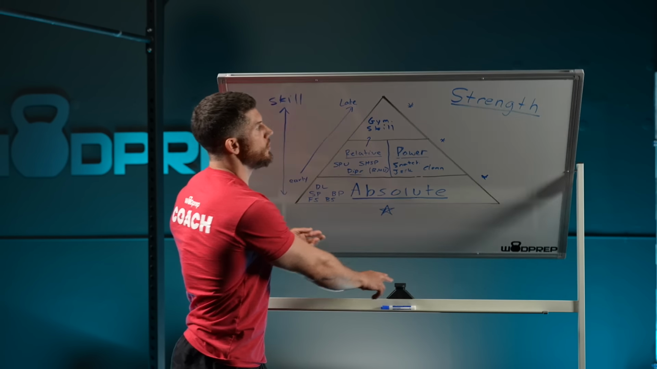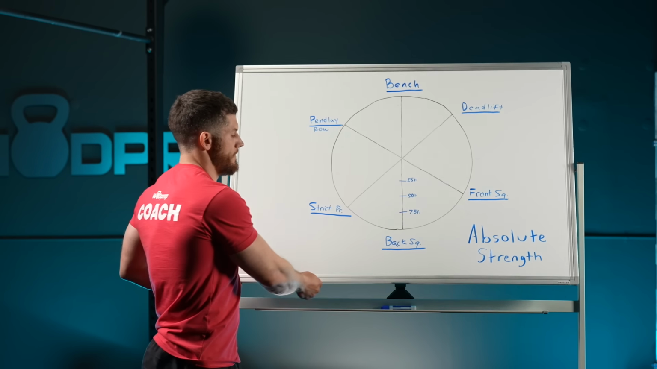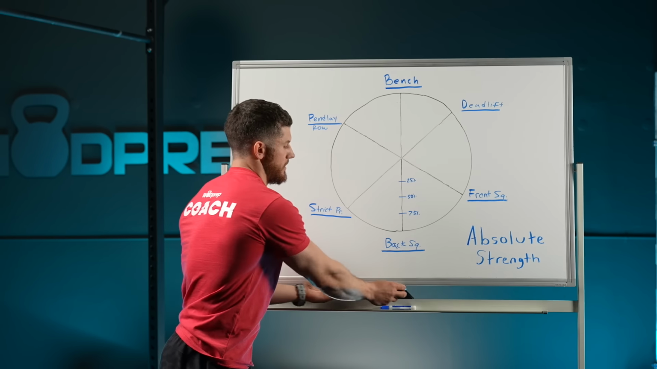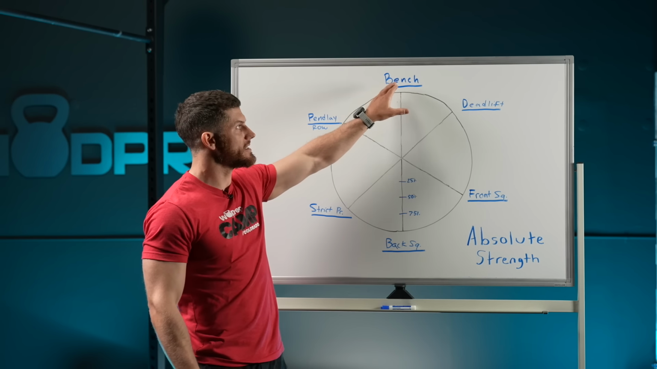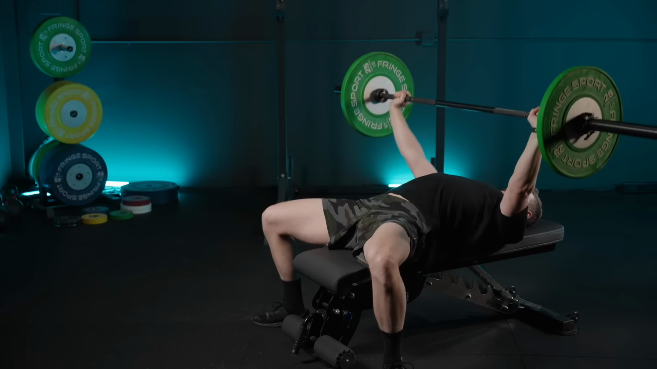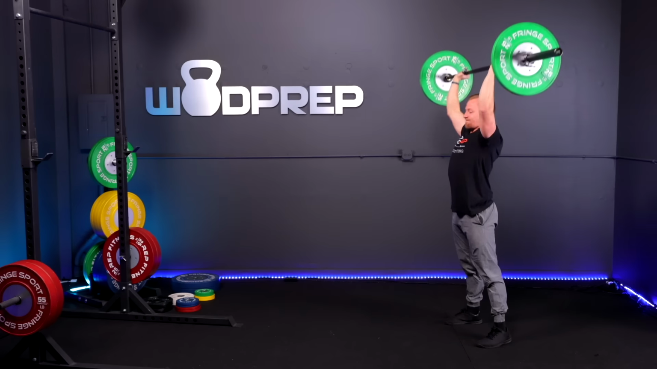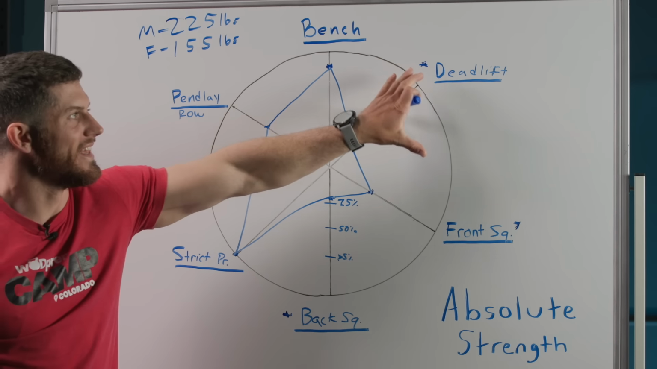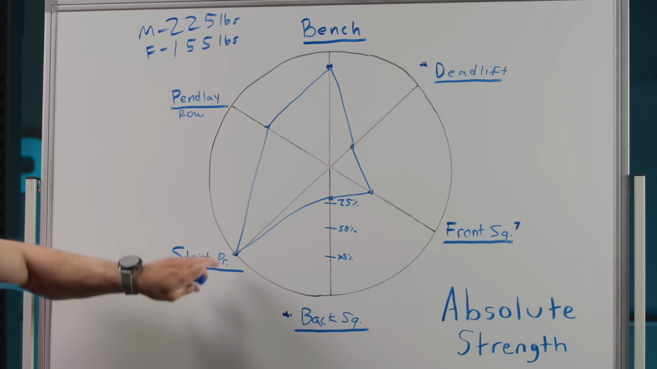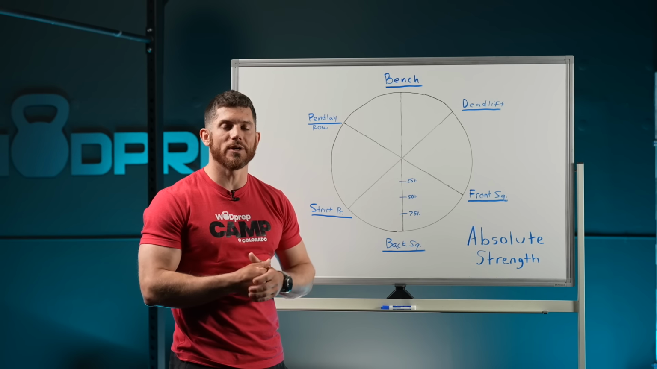In video 2, we talk about how to develop and how to analyze your absolute strength. Absolute strength is broken into 6 main components. We have bench, deadlift, front squat, back squat, strict press, and the pendlay row. In video 2, I talked about how a hypothetical athlete could identify their strengths and weaknesses.